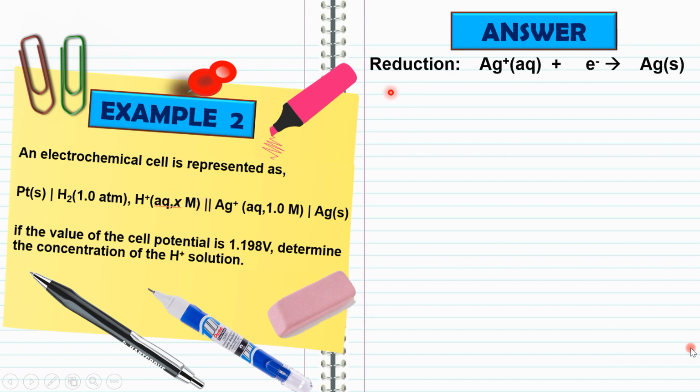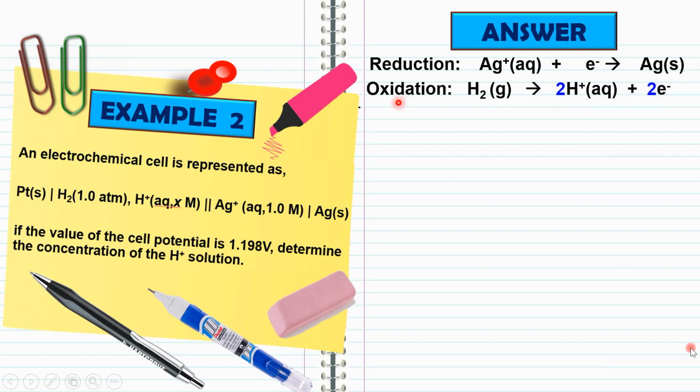First of all, you have to find out what is the reduction and what is the oxidation reaction. From this notation, we notice that the left side is referred to the anode half cell, so this is the oxidation reaction. As for the right hand side, this is referred to the cathode, so this is the half cell for the cathode. The reduction, which refers to the cathode, is Ag plus aqueous reacting with electron to produce Ag solid. As for the oxidation, which is referred to the anode, H2 gas produces H plus aqueous plus electron.